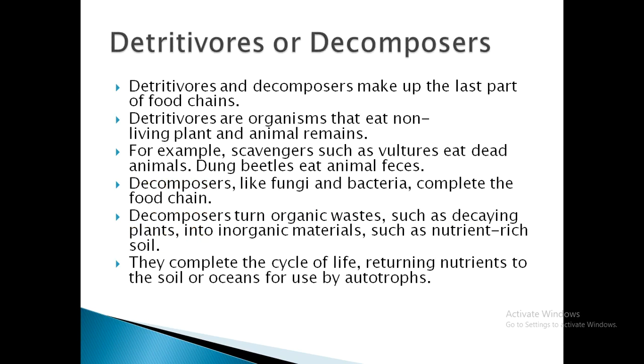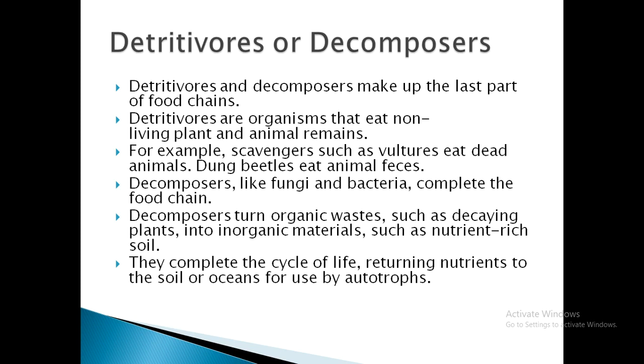Detritivores and decomposers. Detritivores and decomposers make up the last part of food chains. Detritivores are organisms that eat non-living plant and animal remains. For example, scavengers such as vultures eat dead animals. Dung beetles eat animal feces.